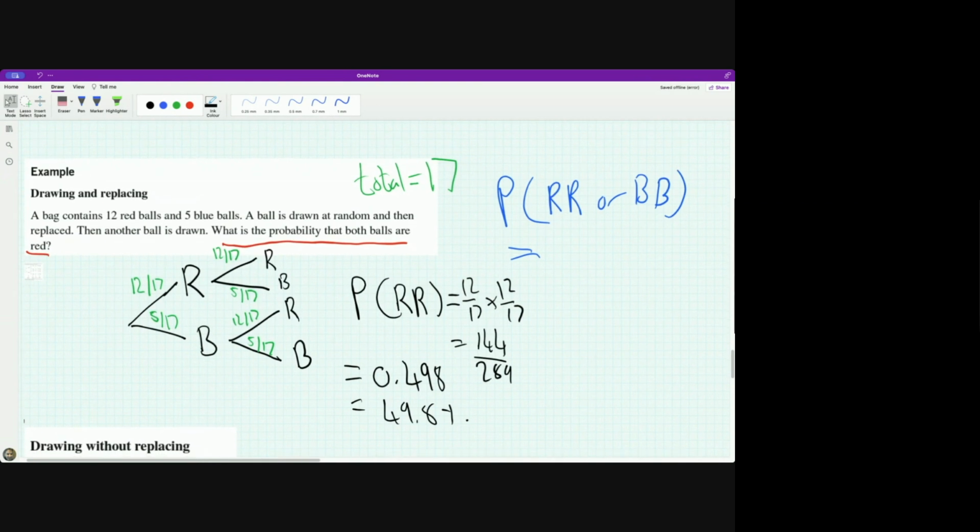One would imagine it's higher, because remember, this is basically saying, I'm happy if I get red, or if I get blue. Both of those are favorable events. What is the chance of getting either of those?